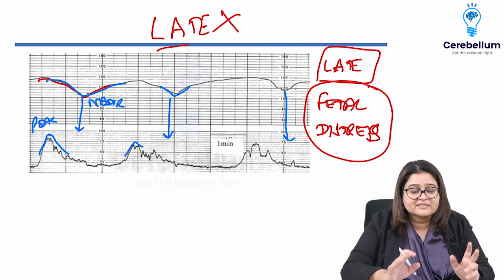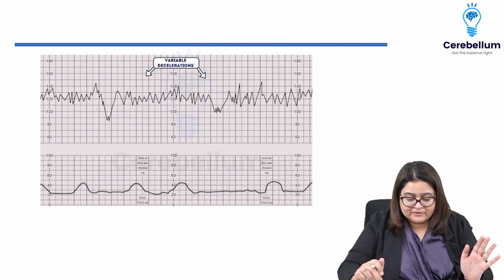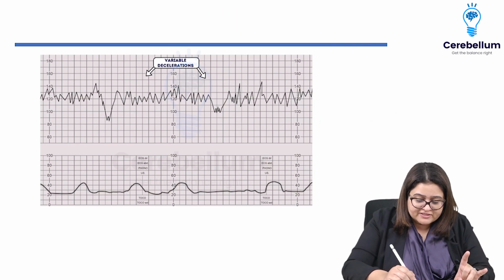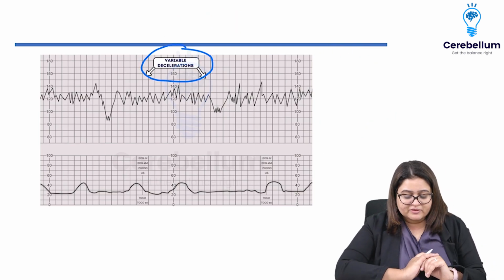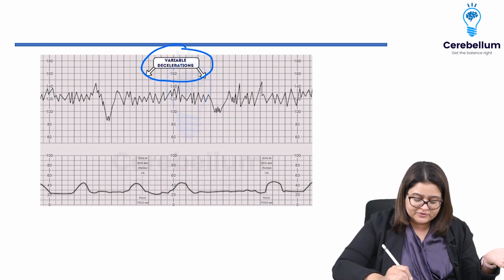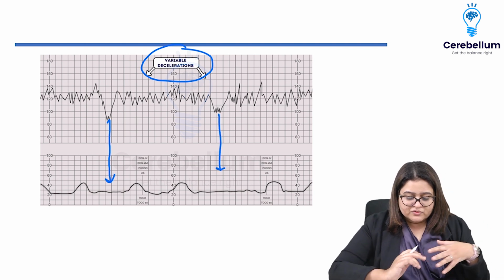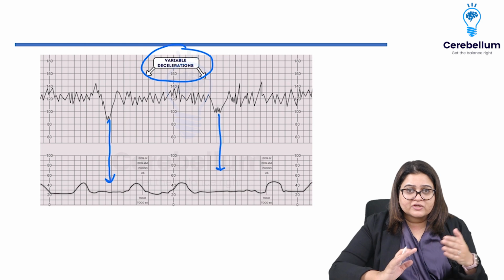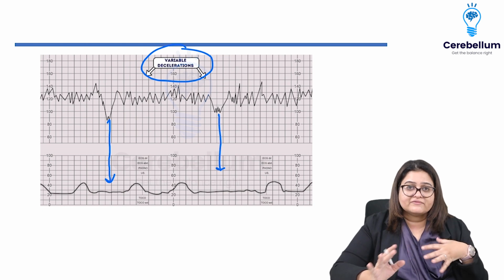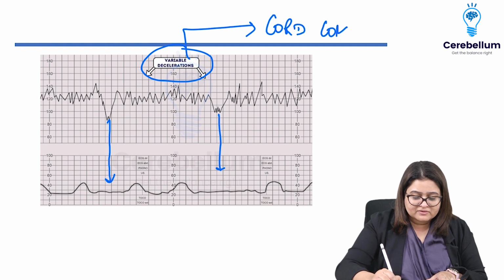Whether you miss the bus, that means fetal distress is happening and you need to take urgent action. The third type of deceleration is variable deceleration. Variable decelerations have no relation to uterine contraction. Some of them may happen somewhere in the middle, this one also. So there is no relation to the uterine contraction. It's called variable, and variable decelerations are seen typically when the cord is getting compressed.